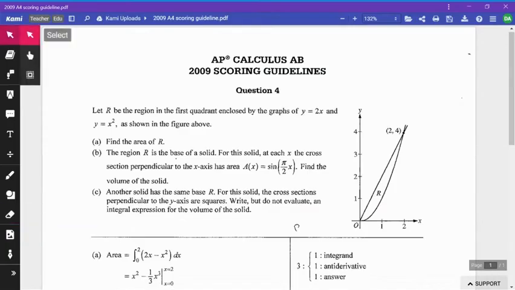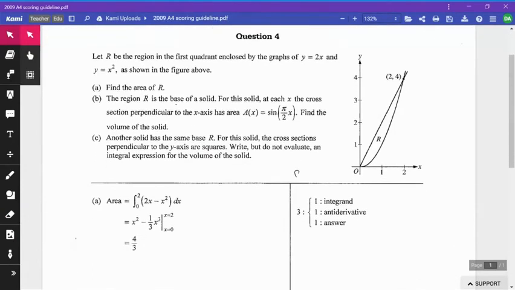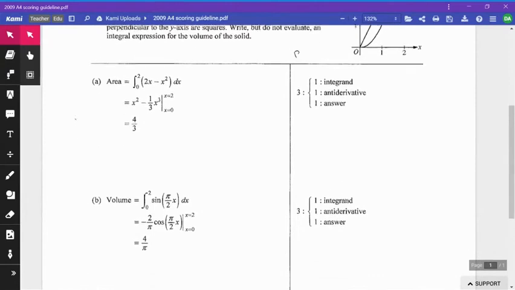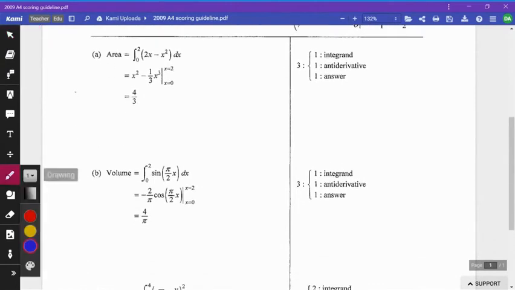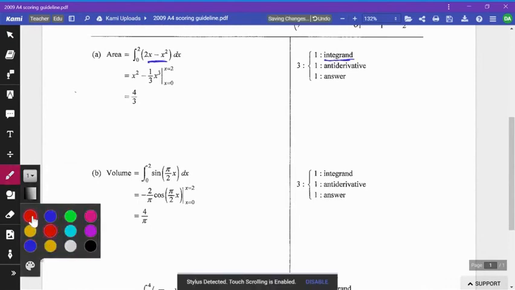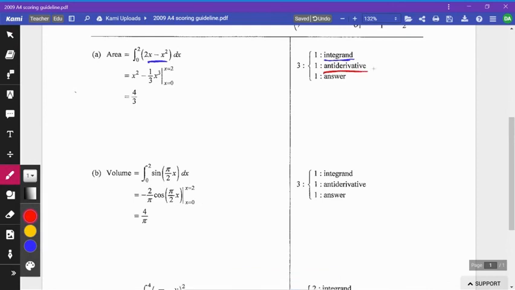Okay, so here are the scoring guidelines for this question. I'll go through and just explain what they have. So they have the question up top, and then here is part A. Part A was scored as the integrand, that is the inside part, the antiderivative, which is this part right here, and then, of course, the answer, which we got as 4/3.